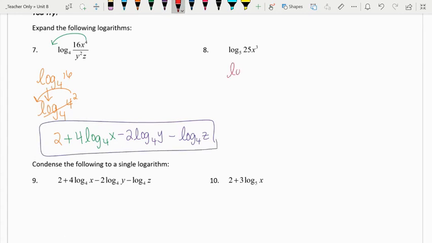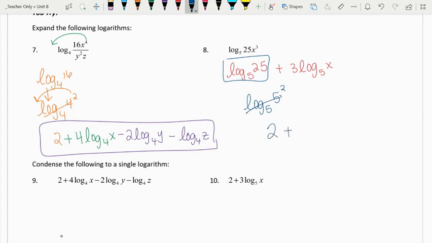On the next one, we have log base 5 of 25 plus 3 log base 5 of x. We should recognize that this becomes something different because I can rewrite 25 with base 5. And it goes away, and you're left with just 2.